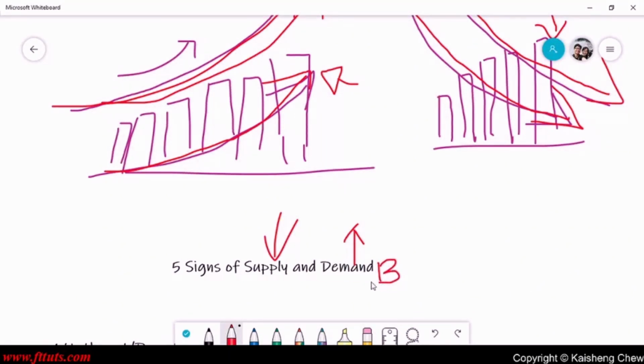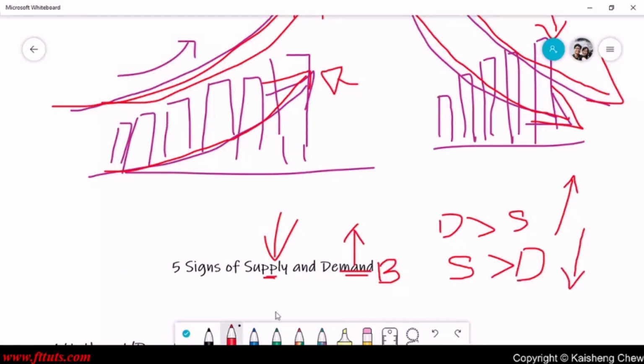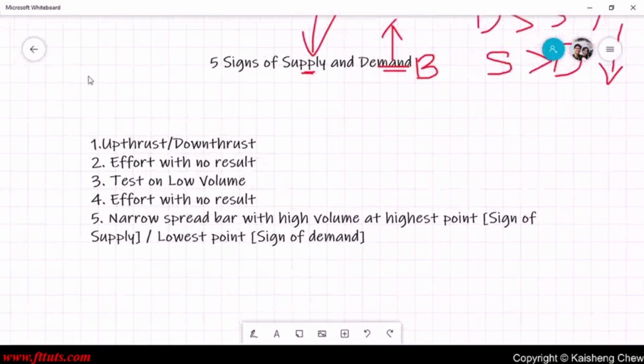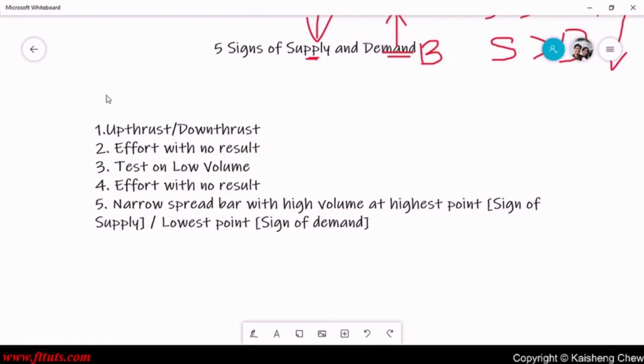demand is buying pressure. A lot of people want to buy. Supply is like stock, a lot of stock. So if there is more demand than supply, the stock is lesser, so the price will increase. When there is a lot of stock but fewer people want to buy, the price has to drop. So there are 5 signs of supply and demand. In the following videos I will talk about each in detail. So now you just go through.